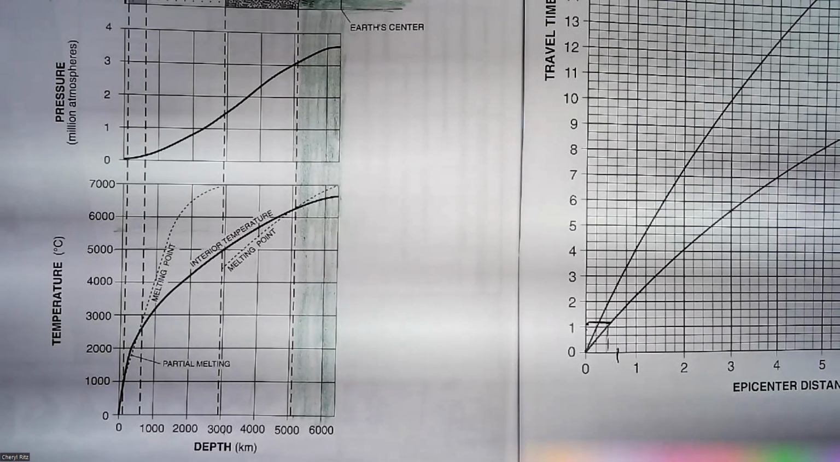Is the inner core solid, liquid, or gas? And how can you tell from this reference table? Everybody think about that for a minute. We did take notes on it yesterday. But how can you tell from this graph?